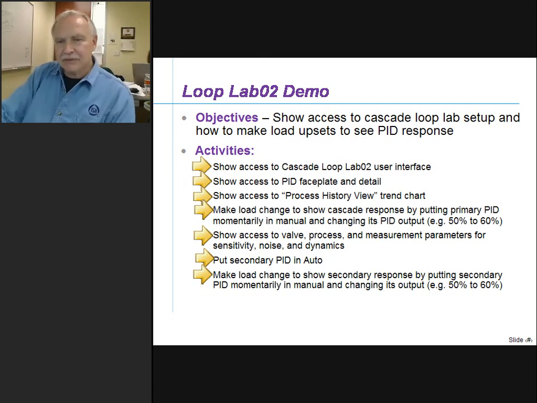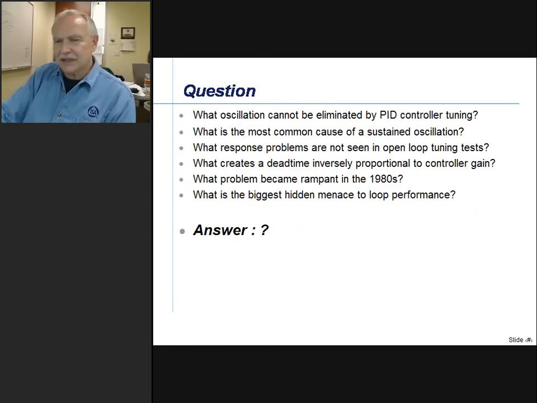While we're waiting for the response, we have a question. What oscillation cannot be eliminated by PID controller tuning? We think we generally can kill an oscillation if we tune the controller slow enough, but there are some oscillations where you can't tune it out. What is the most common cause of a sustained oscillation? What response problems are not seen in tuning tests?